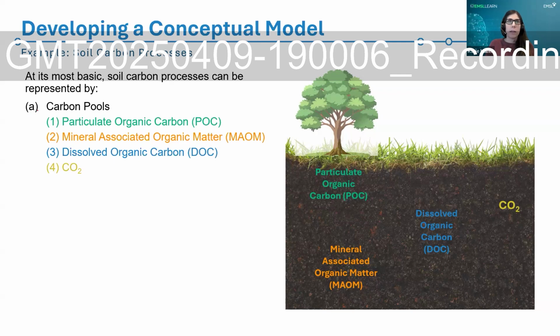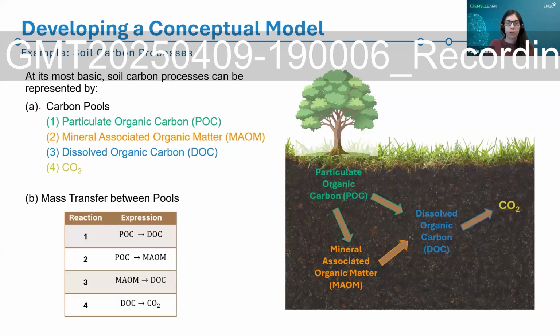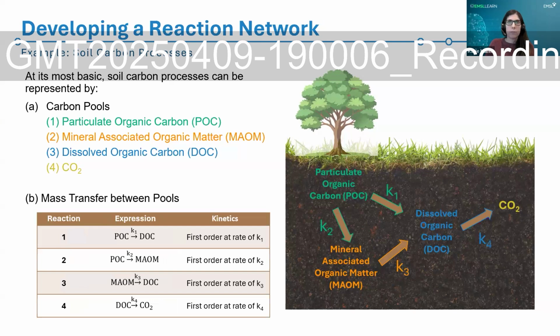So from here, we can then add those arrows to describe how the mass transfers between these pools and how they interact with each other to create this overall simple system. From here, we translate this conceptual model into mathematical expressions to create our reaction network as follows. And so here, we're keeping it really simple for this example. So all these reactions are assumed to be first order rate expressions proceeding at different rates from K1 to K4 as you go from the first to the fourth reaction here.